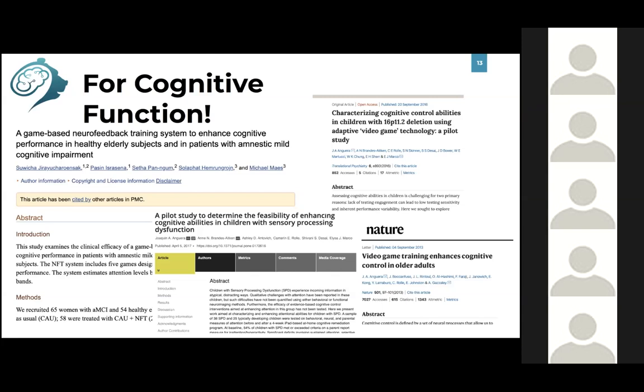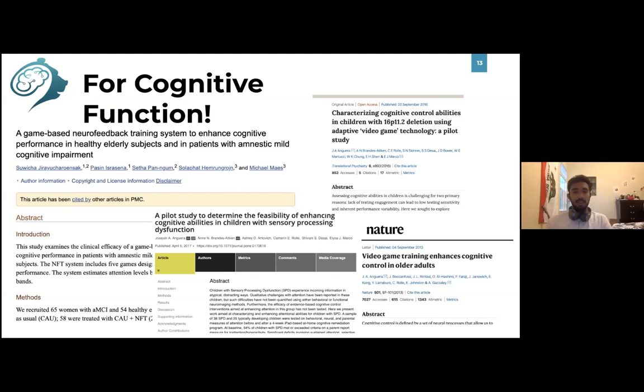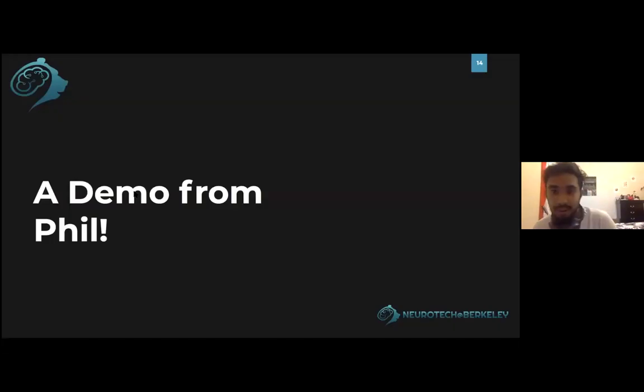So yeah, I thought I'd highlight some of these papers. Definitely encourage everyone to check it out and look more into some of the research happening with this, because there's all sorts of incredible things happening. And then now, more interestingly, Philip is going to do a demo that will hopefully work.